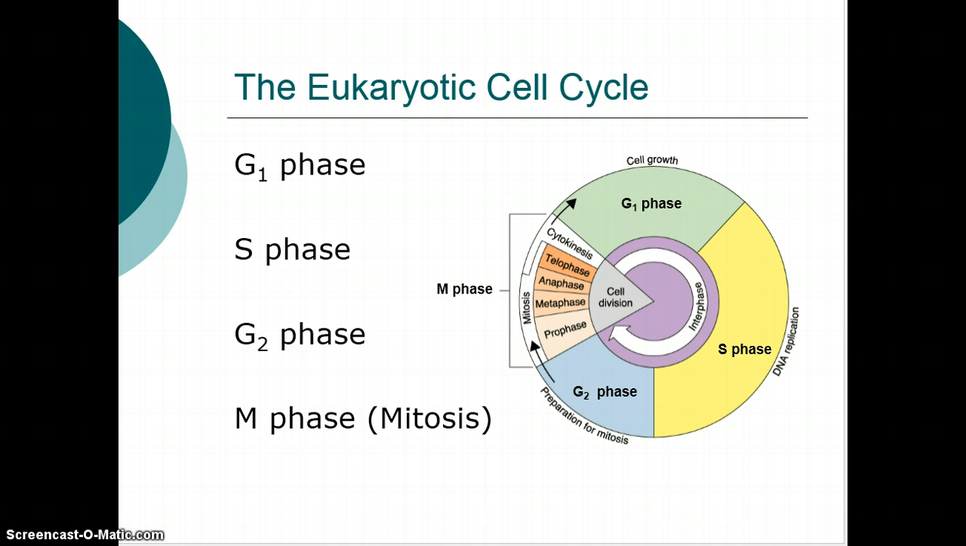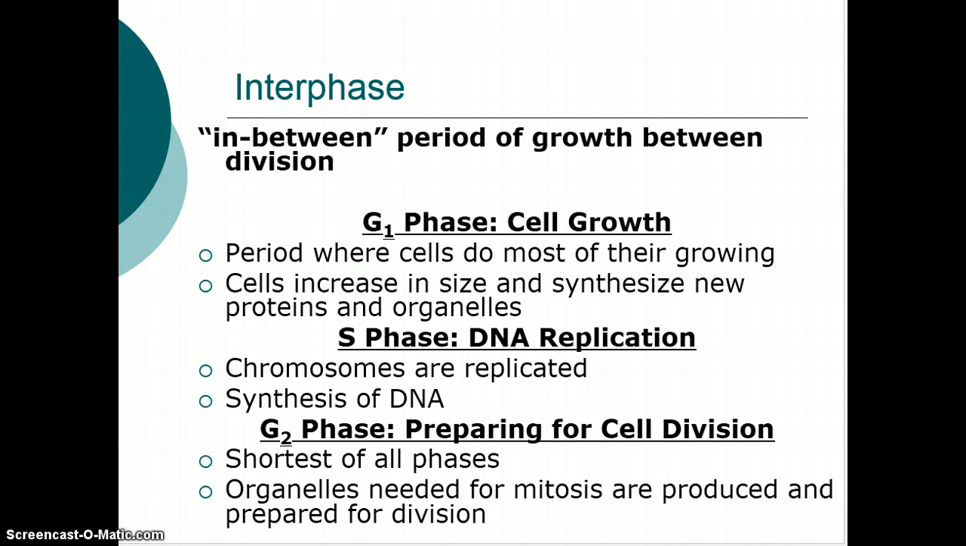So the phases of G1, S phase, and G2 make up what we call interphase. G1, S phase, and G2 make up the part of the cell cycle that is known as interphase. It's kind of the in-between period of growth before actual division of the cell.